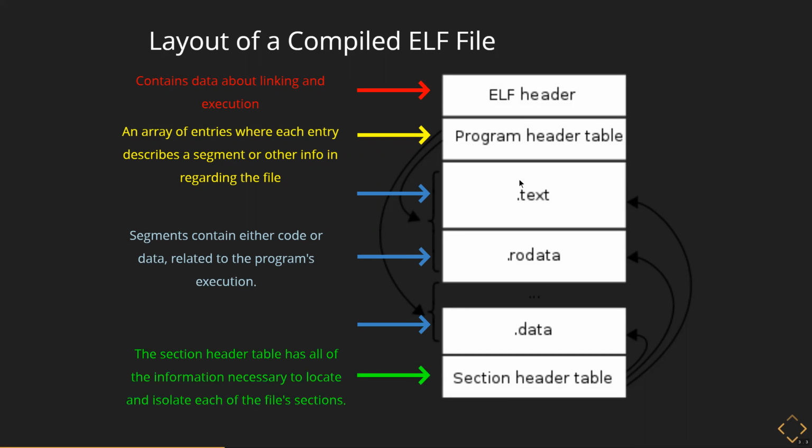And the section header table has all the information necessary to locate and isolate each of the file's sections. So in a sense, a lot of metadata. I don't expect you to become a master of this by the time we finish. But if you need to get some information about the file that you wouldn't otherwise know, you would start here. Does anyone have any questions before I go on?